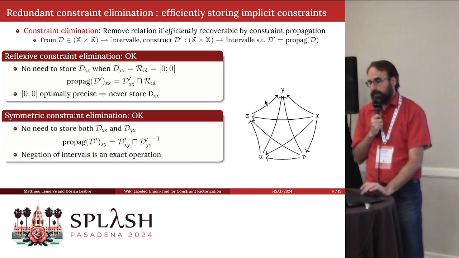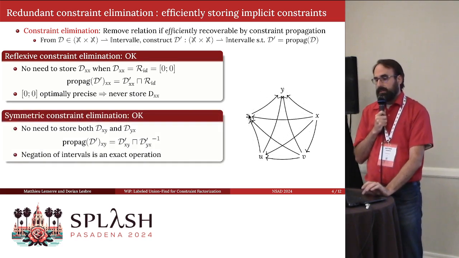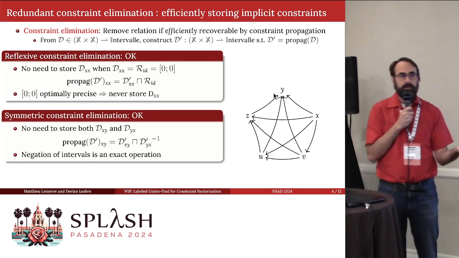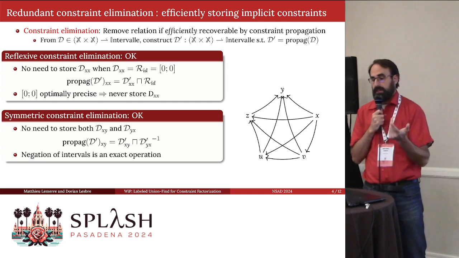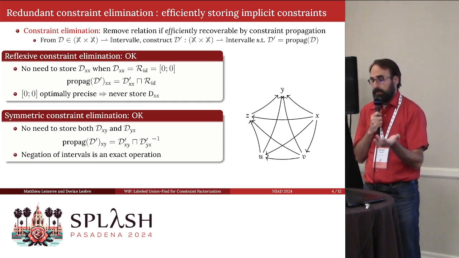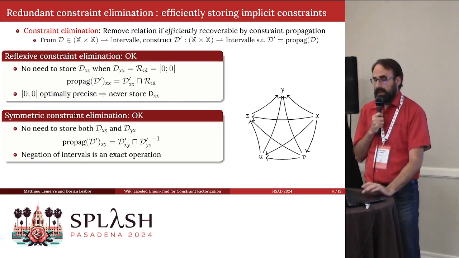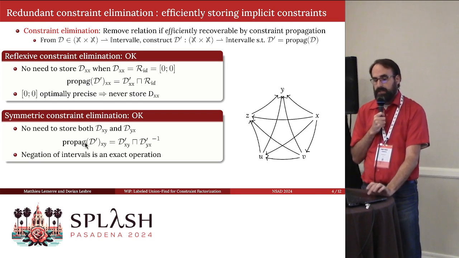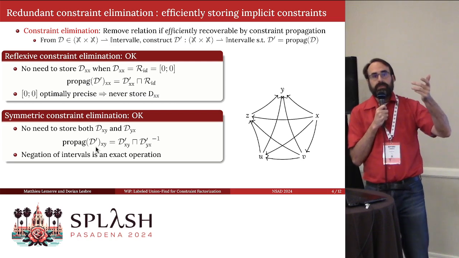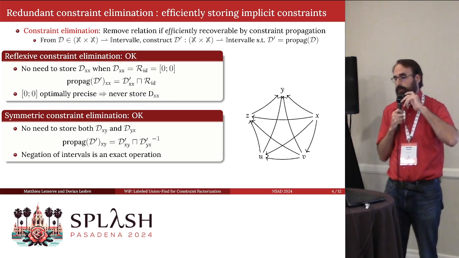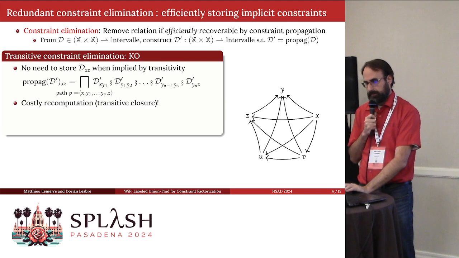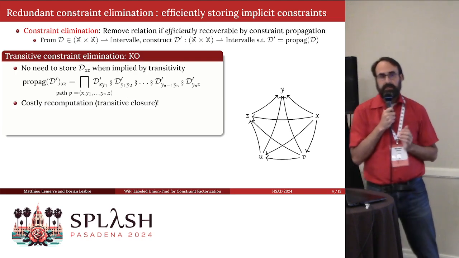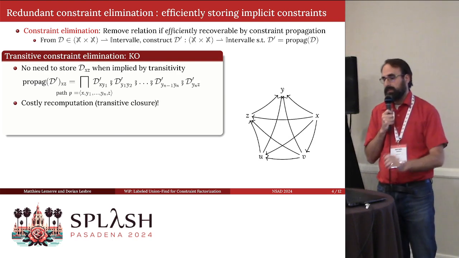You don't need to store both the relation between y and z and the relation between z and y. You can infer one from the other. So actually, you can divide the cost by 2 by storing only one of those two relations. It works particularly well because the negation of intervals is an exact operation in the sense of a forward complete operation. The real problem is elimination of transitive constraints.